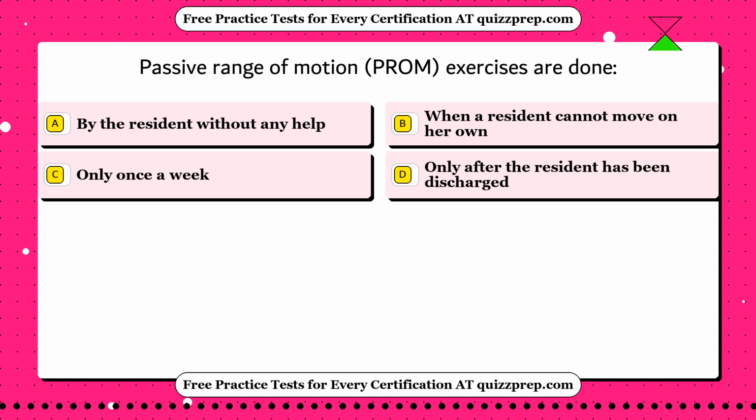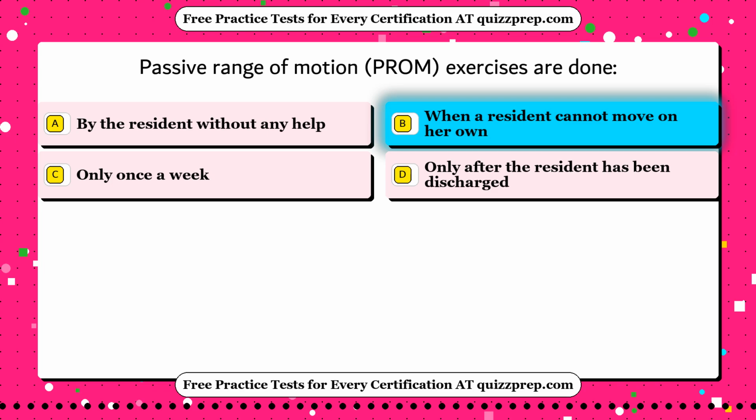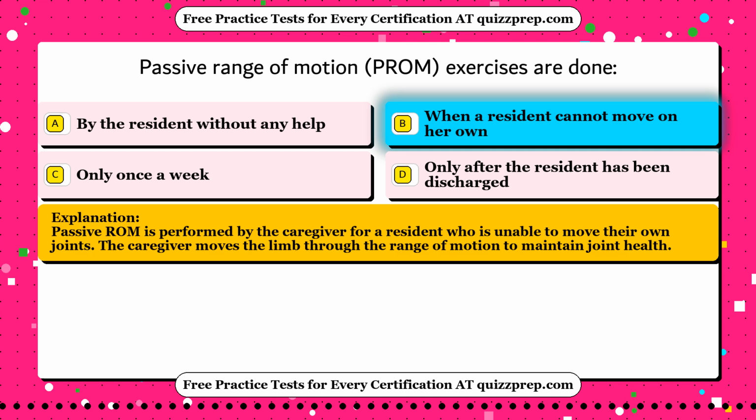Question 2. Passive range of motion, PROM, exercises are done. Option A, by the resident without any help. Option B, when a resident cannot move on her own. Option C, only once a week. Option D, only after the resident has been discharged. The correct answer is option B, when a resident cannot move on her own. Passive ROM is performed by the caregiver for a resident who is unable to move their own joints. The caregiver moves the limb through the range of motion to maintain joint health.